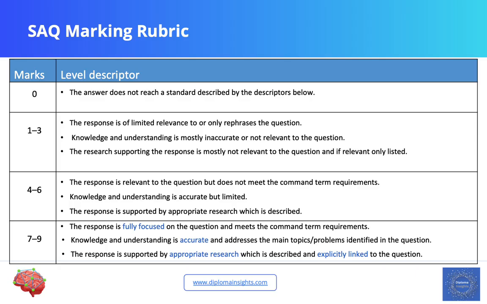The marking rubric for short answer question responses asks us to really focus on 3 key things. First of all, is to make sure that our response is fully focused on the question. So we don't include irrelevant critical thinking, and we make sure we fully focus on the question and what it's asking us to do. The next key thing is accuracy. Our knowledge about our topics and our studies must be fully accurate. And finally, the response must include appropriate research. All short answer questions must include relevant research, and that relevant research has to be explicitly linked to the question. What that means, we'll look at in more detail next.